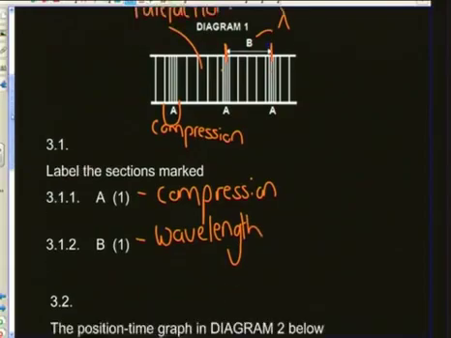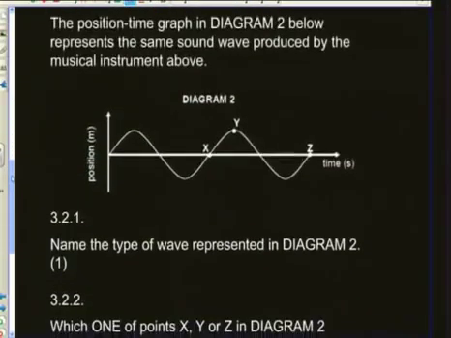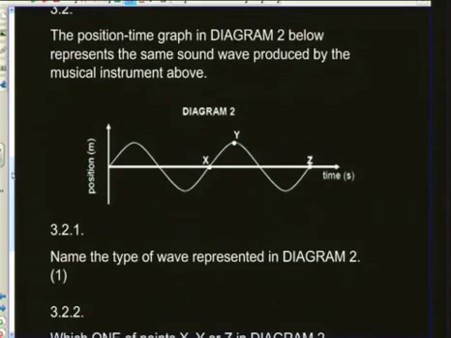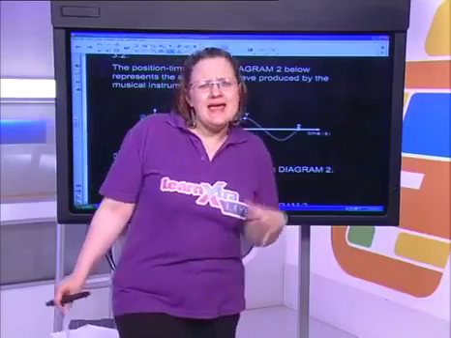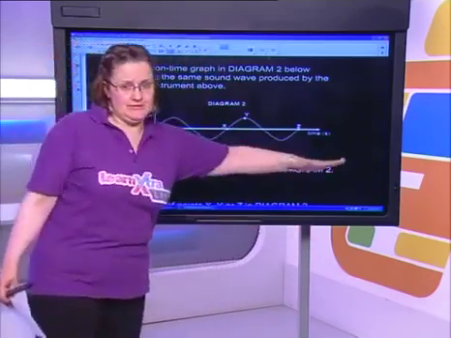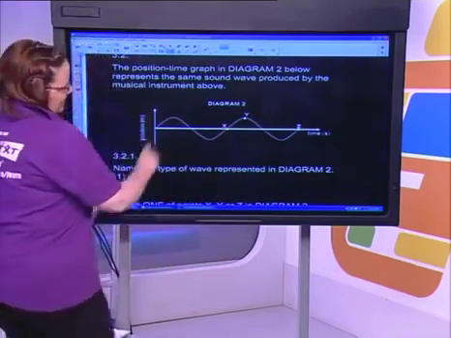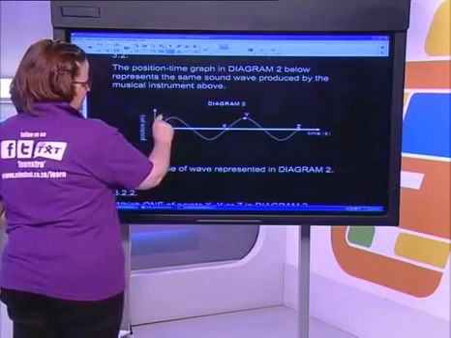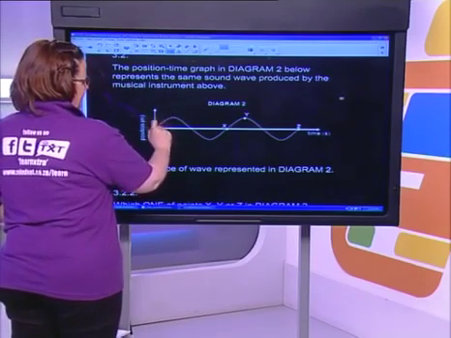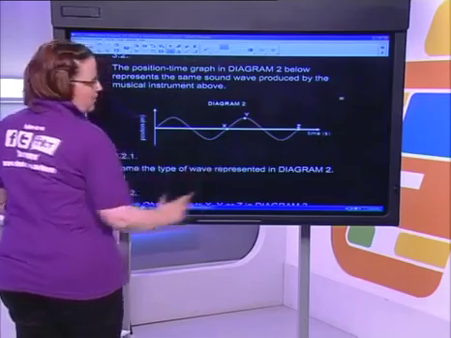Now they say to us, the position time graph in diagram 2 below represents the same sound wave produced by the musical instrument above. Now, for us to analyze the wave made from sound, we need to translate it into a position time graph so it looks like a transverse wave. And basically what this means is that your position here represents parts where the particles are getting closer together becomes your crest, where they're becoming further apart, that's your rarefaction, that's your trough, okay?